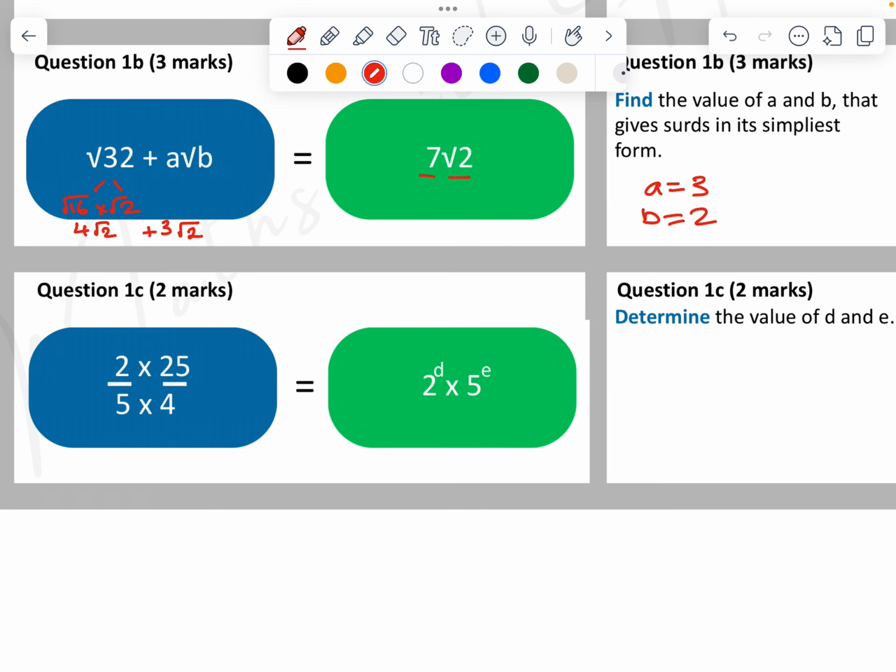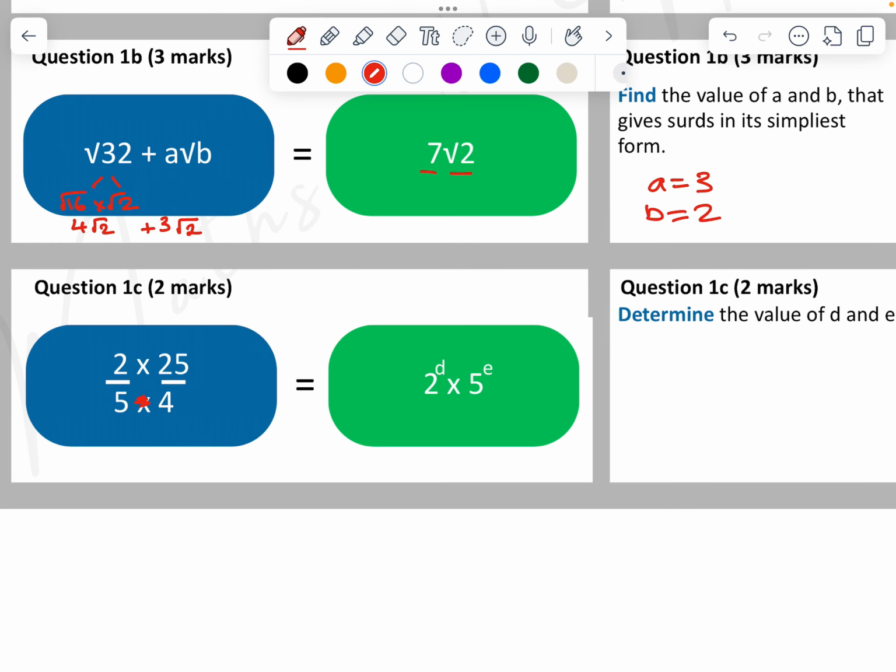Right, the next one, for 2 marks, we need to find out what D and E are. We're multiplying 2 fractions together, but it wants us to write it as powers of 2 and 5, so we need to change each fraction. The first one we can write as 2 to the power of 1, and then times it by 5 to the power of negative 1. That's your rules of negative powers. For the second fraction, I know that 25 is 5 squared, and I know that 4 is 2 squared. So we have to write them with either the base of 2 or 5.